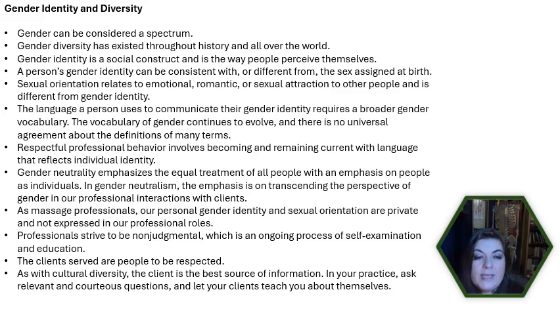When someone presents as female, even if you believe them to be biologically male, you need to treat them in the same way that you would as a female when you do touch communication. And you need to respect the areas that you would on that particular gender. So that's just something to keep in mind in terms of legality and in terms of the way people feel and how they present themselves. As always, just like cultural diversity, the client is the best source of information.